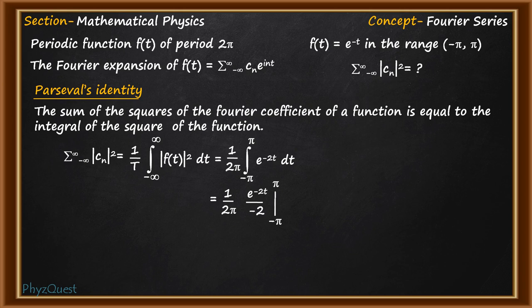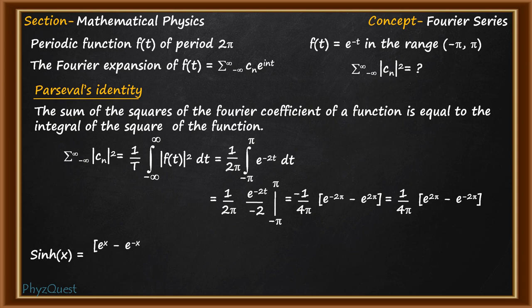So the minus sign will be multiplied in, and ultimately this becomes −1 by 4π times (e to the power −2π minus e to the power 2π). When we multiply the minus sign with the bracketed term, it gives the final expression 1 by 4π times (e to the power 2π minus e to the power −2π). Now we have a hyperbolic identity: sinh x is equal to (e to the power x minus e to the power −x) divided by 2. So we can use this identity in this expression.